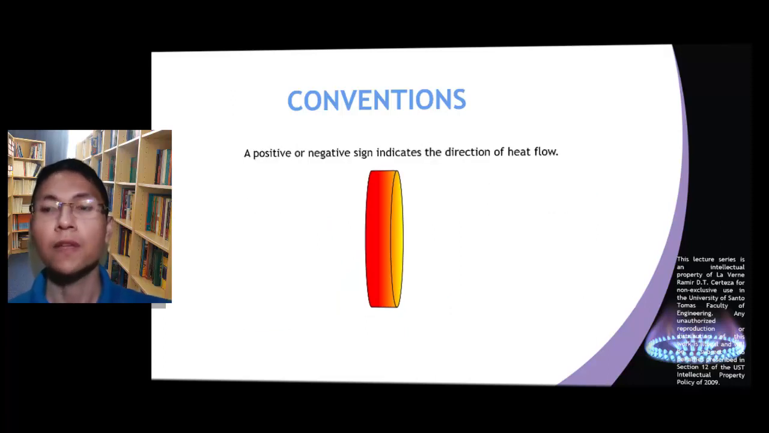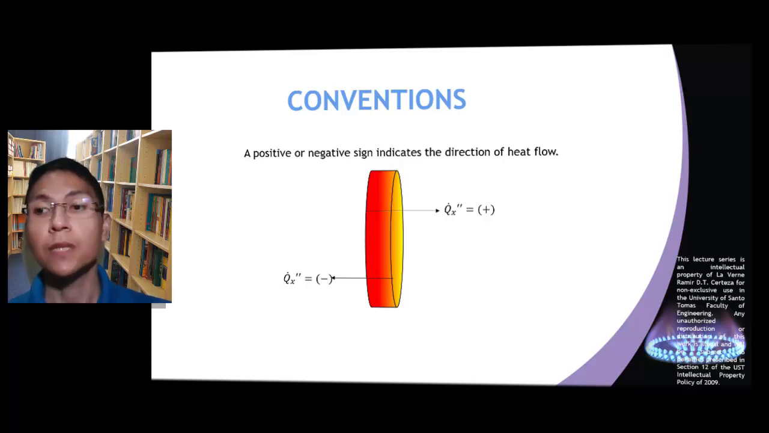The direction of heat flow is denoted by the sign that we affix before the magnitude of the rate of heat flow. When we say that the rate of heat flow or the heat flux is positive, it means that the direction of heat flow is from the higher temperature point to the lower temperature point. But when we say that the rate of heat flow or heat flux is negative, then the real direction of heat flow is the reverse of what we specified.